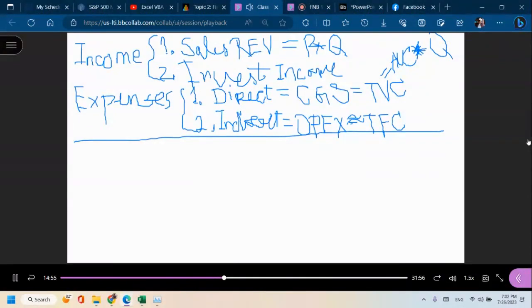Now, so we understand what direct cost is and what indirect cost is. Indirect cost is the cost that is not directly related to production. So what kind of cost is not directly related to production? Well, to give you an example, operating expenses. A very good example of operating expenses is rent.